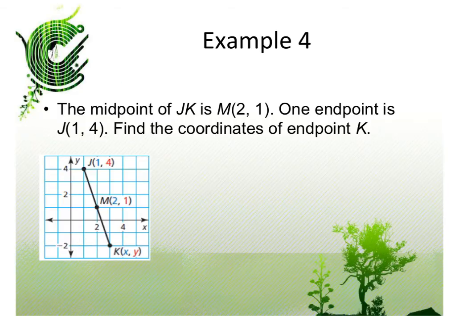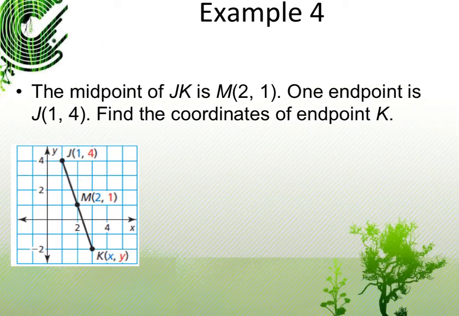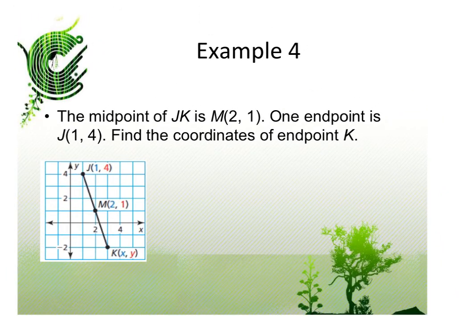All right, next one. The midpoint of JK is M at 2, 1, and one endpoint is J, which is at 1, 4. Find the coordinates of endpoint K. Interesting. Okay, so now it tells us one endpoint, it tells us the midpoint, and now it wants us to find the coordinates of K, which is the other endpoint. Okay, so how are we going to do this? Let's use our midpoint formula. Okay.